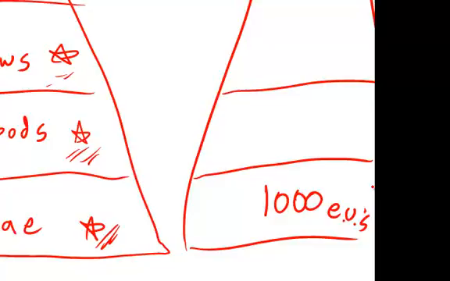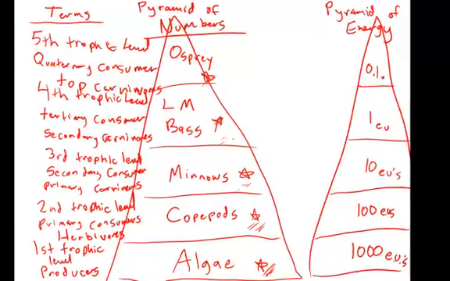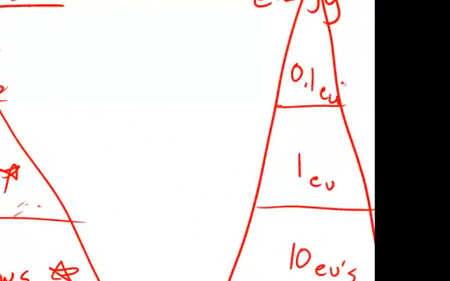So as we go from the first trophic level to the second, we can see that there are only 100 energy units available to the copepods, where there were 1,000 for the algae. And if we go on up to the minnows, there's 10 EUs. And if we go up to the largemouth bass, there's 1 EU. And if we go up to the osprey, there's 1/10 of an energy unit. And this is a very important fact that explains a lot about what we see in real food chains, in real ecosystems.